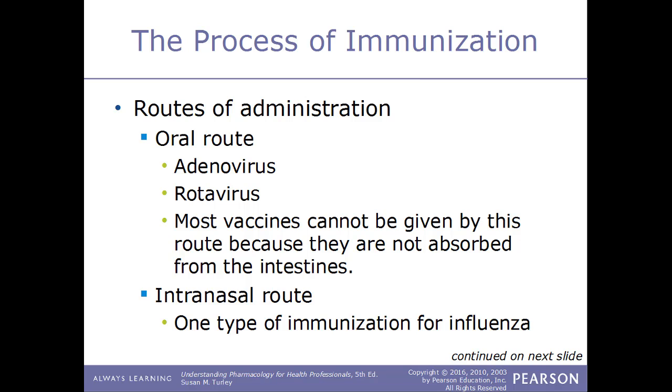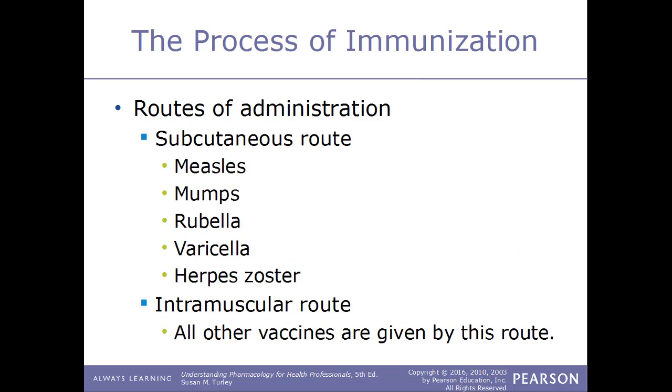Another route could be the intranasal route, and this is one type of immunization for influenza. Another possible route of administration is the subcutaneous route. Some examples for this would include measles, mumps, rubella, varicella, and herpes zoster. Another route of administration is the intramuscular route, and all other vaccines are given by this route.